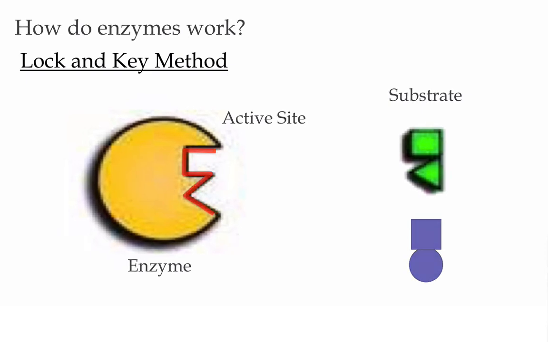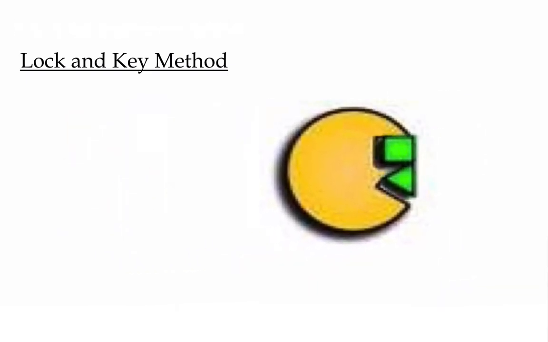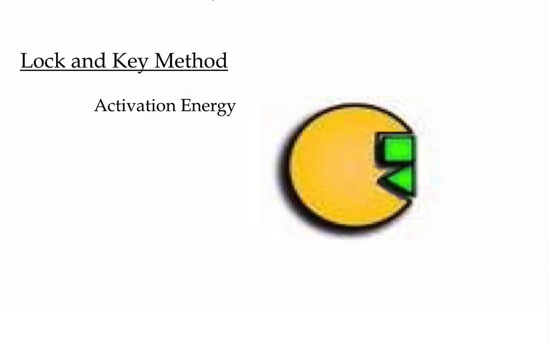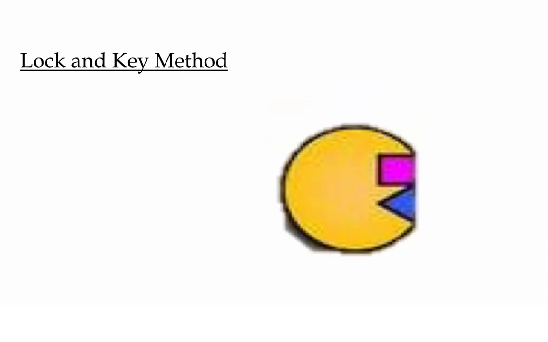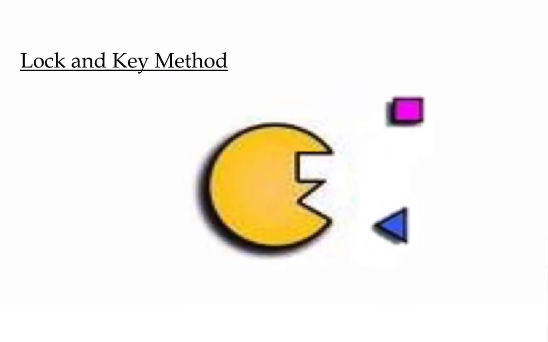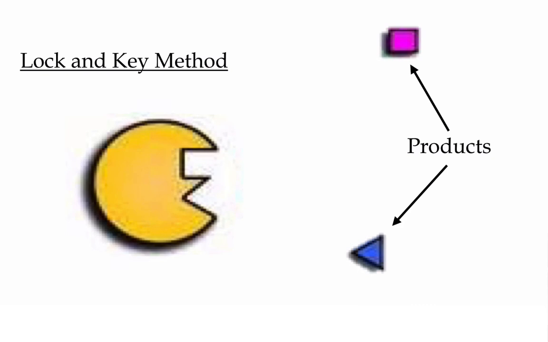The shape of the active site is going to be complementary to the shape of the substrate. So the enzyme can grab that substrate, forming the enzyme-substrate complex. Here is where the activation energy is going to be used, just a little bit of energy to get this reaction going. And the reaction takes place, and next thing we know, we have some products. That is the end result of that chemical reaction. Now the enzyme, notice, hasn't changed, so it can be reused over and over and over again.